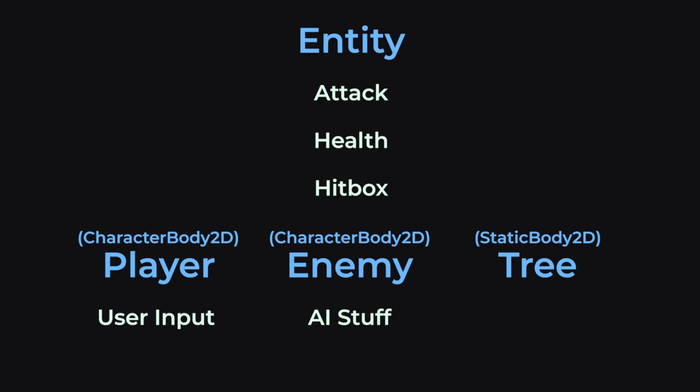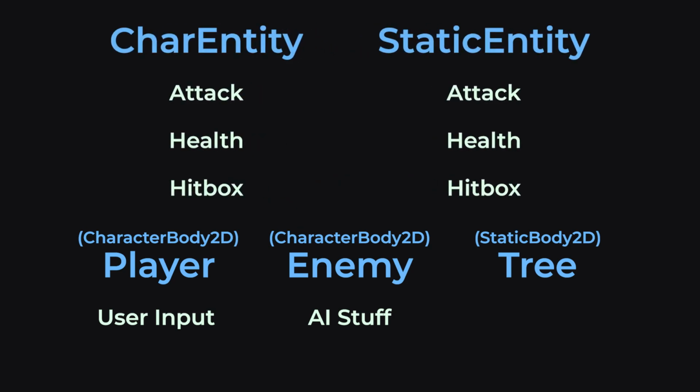There's a few ways around this, and the most straightforward approach is to change tree from a static body to a character body. This isn't ideal though, because this gives the tree the ability to move. Alternatively, you could extract the entity class out into a static entity and a character entity and decide which classes need to inherit from where. But as you can see, this is already getting a little bit complicated, and all we did was add a tree. There's got to be something better.